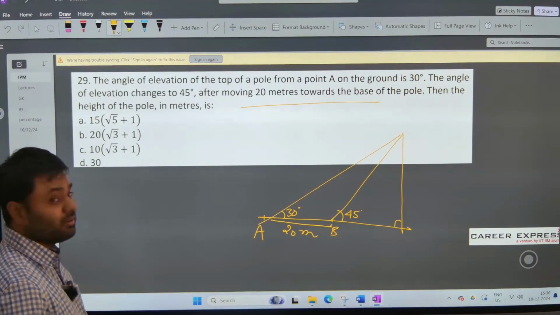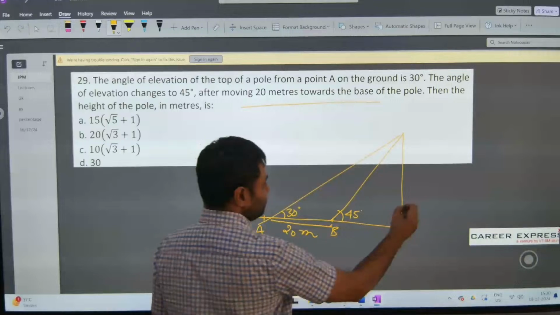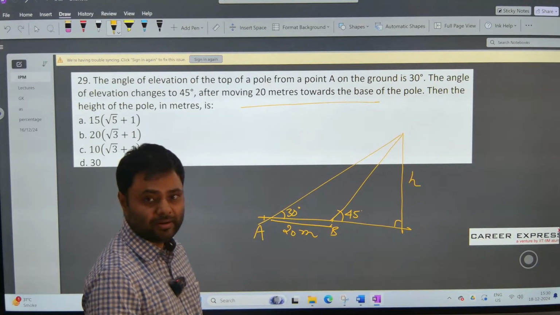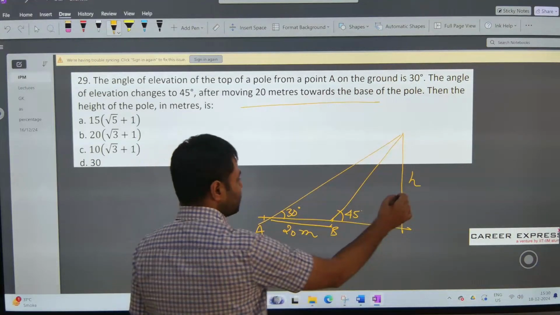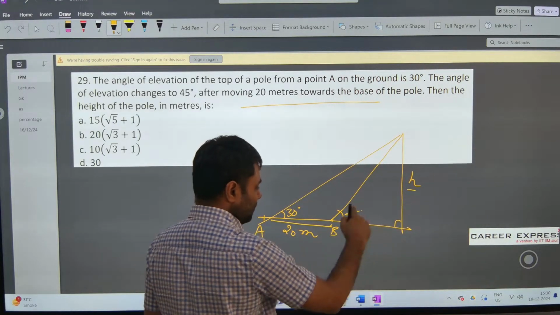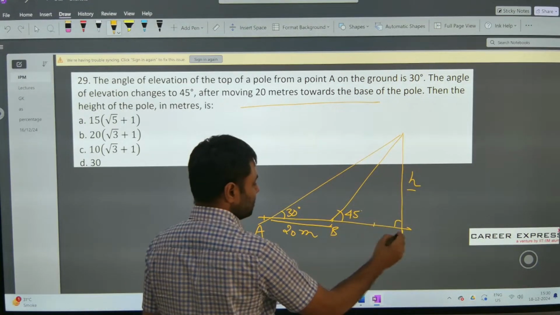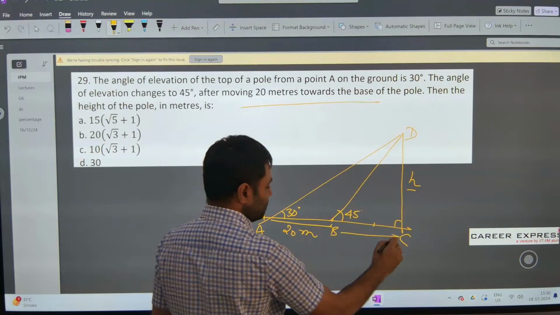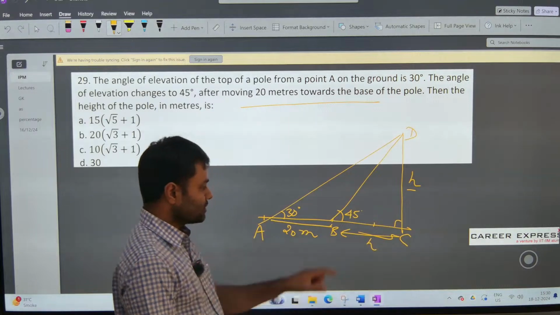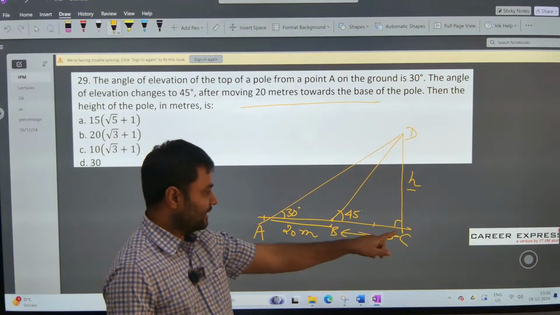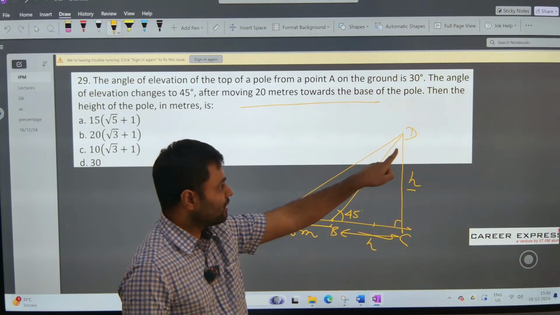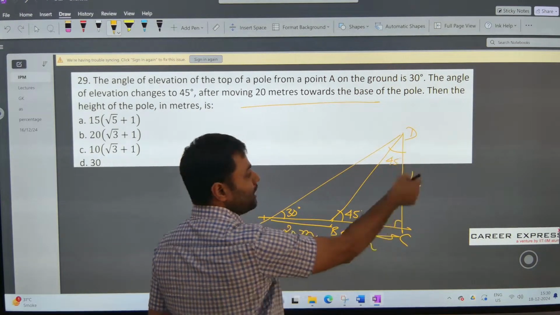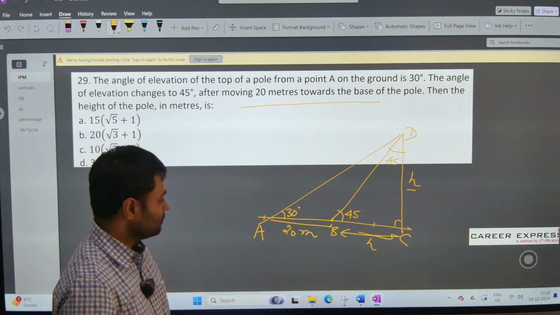Then the height of the pole in meters. So if this height is h, we have to assume the height of the pole. We have to find the value of h. Because this angle is 45 degree, let us name the other points also. Length BC will also be equal to h, because the angle is 45 degree in a right angle triangle, so the other angle will also be 45. The lengths opposite to equal angles will also be equal. So this will also be h.